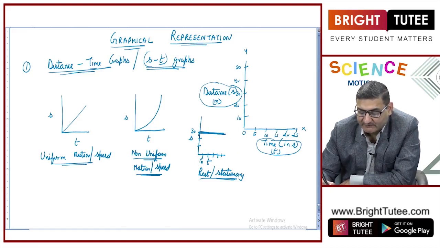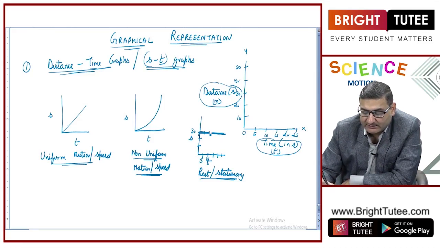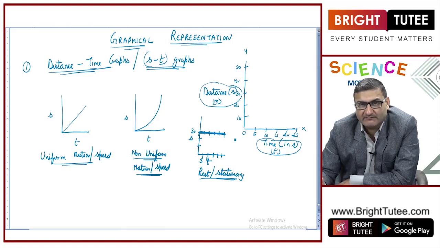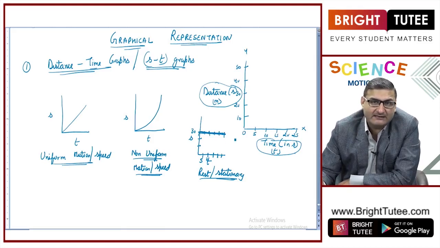After 5 seconds when we saw, the distance was 30. After 10 seconds, distance was again 30. 15 seconds, distance was again 30. 20 seconds, again 30. 25 seconds, again 30. Time is passing on, but the object is not covering any distance. That means, at the moment the object is not moving, it is stationary.